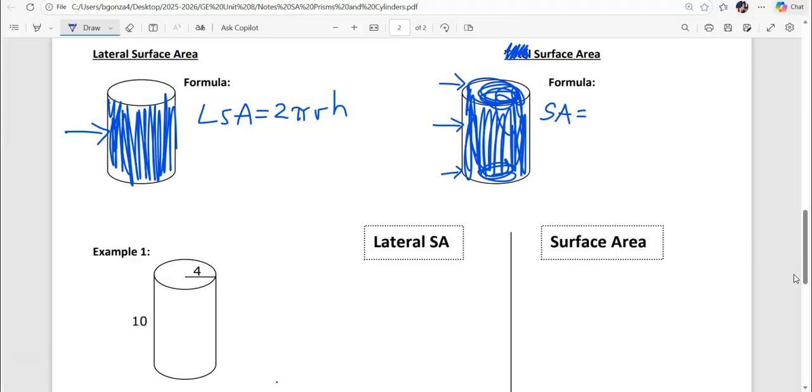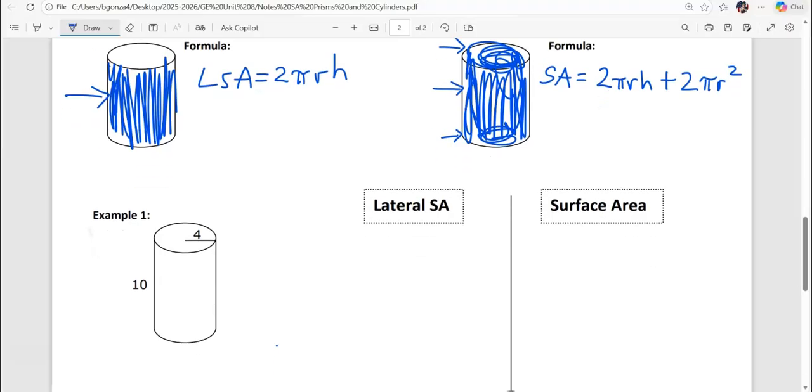And then when you do total or regular surface area, that's when it is 2 pi RH, and then you add the two bases, 2B, and instead of B, this is where you put pi r squared. So I will give you these formulas, okay? The only thing you got to know is r and h. What is r? What is h? So we're going to do this pretty quickly here. Example 1, what's the radius? 4. What's the height? 10. Radius is 4, height is 10.